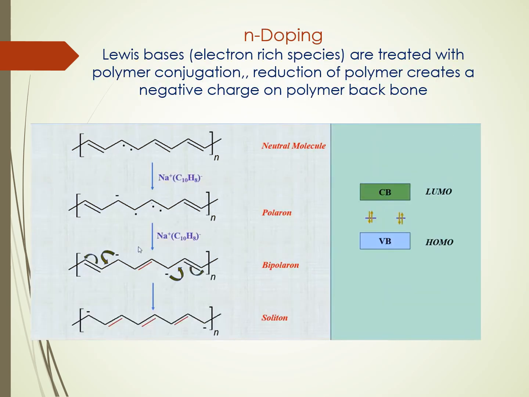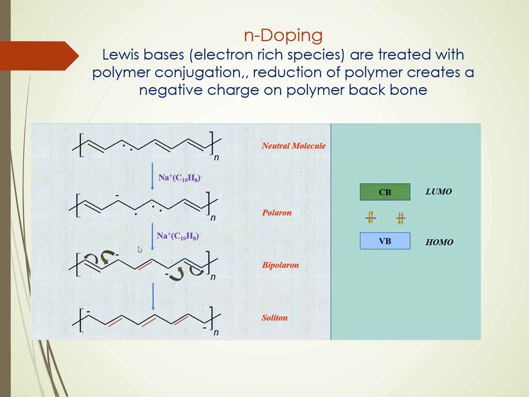N-doping. It is similar to p-doping. Here Lewis bases are used, which will donate electrons to the polymer chain. So we will see a summary. It's similar to that of polymer n-doping. Here the n-dopant is sodium naphthalide.